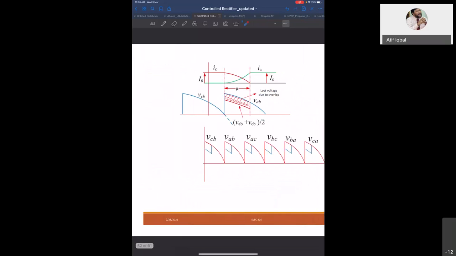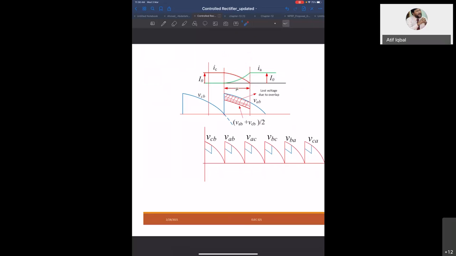You see here, this is the graph. If you can see, IC is flowing. This is the current through diode D5. This is the current through diode D1. This is zero for now, and this is maximum, equal to the load current. And now at this point of time, it starts falling. D5 is going for commutation, and the current through D1 is rising. The time where one is falling and the other is rising is called the overlap time, and this is given by mu.